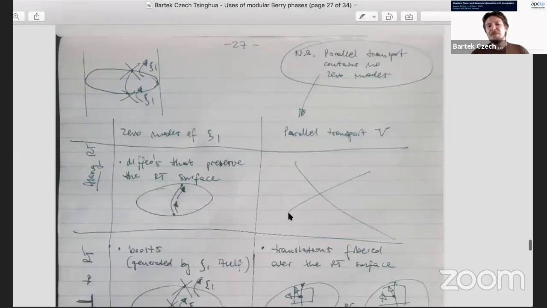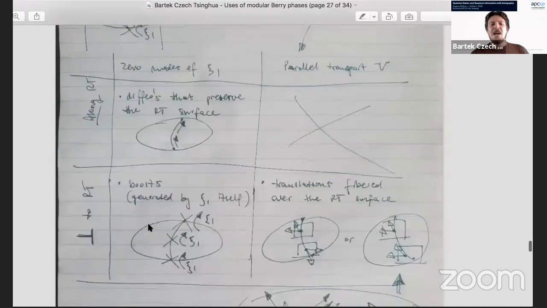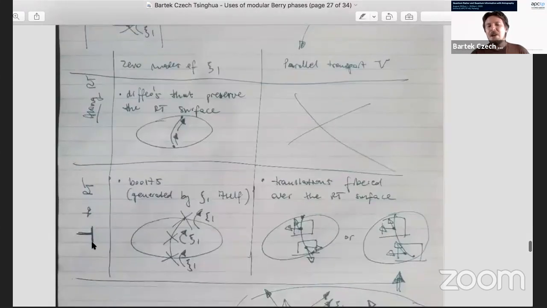So that means that parallel transport will necessarily have no components along the RT surface. And then we have the directions which are orthogonal to the RT surface. An RT surface is a codimension 2 surface, and we have two null directions which are orthogonal to it. So what are the approximate isometries, or what are the isometries of a very small neighborhood of a point on the RT surface in the two transverse directions?